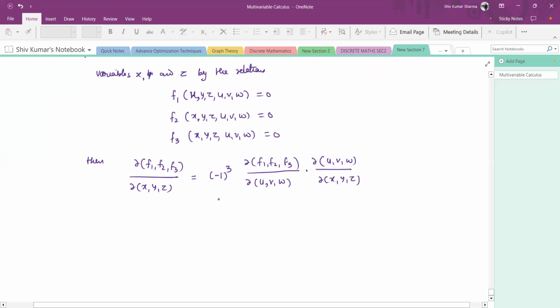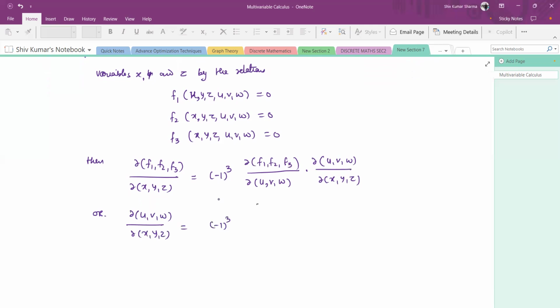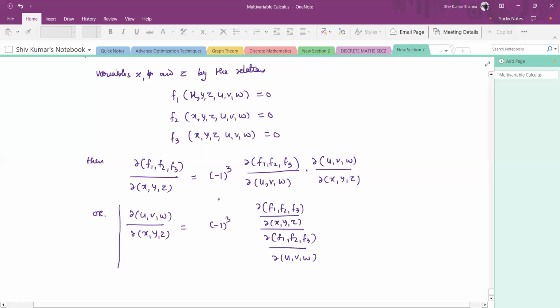Similarly, we need to calculate del u, v, w upon del x, y, z. We write this as minus 1 raised to the power 3 into del f1, f2, f3 upon del x, y, z divided by del f1, f2, f3 upon del u, v, w. So we remember these formulas for calculating the Jacobian of implicit functions.